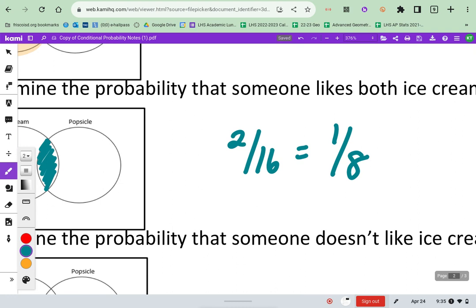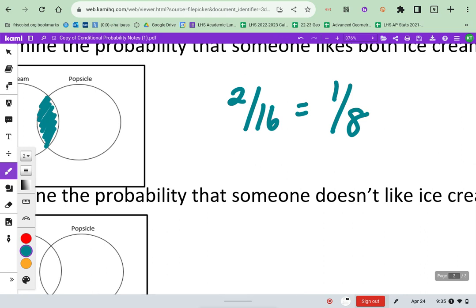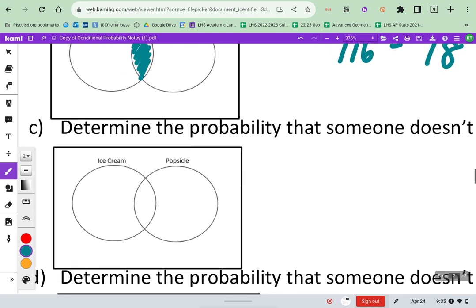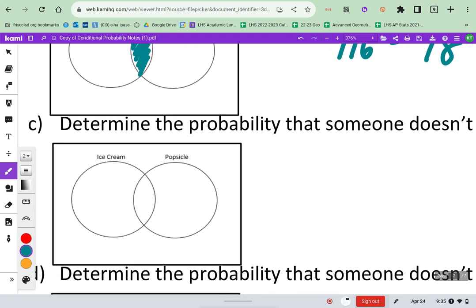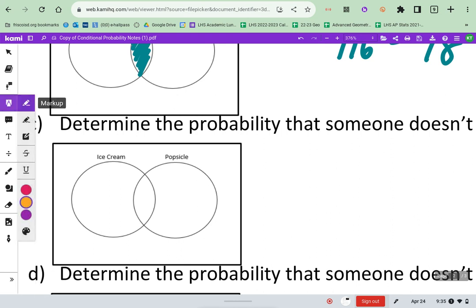All right, this one's a little trickier. Determine the probability someone doesn't like ice cream. Okay, so take a second and think about where you might shade in your Venn diagram. Probability someone doesn't like ice cream. So that's going to be everywhere but the ice cream circle. So I'm going to shade everything but the ice cream circle.